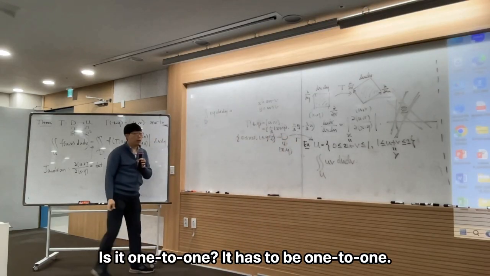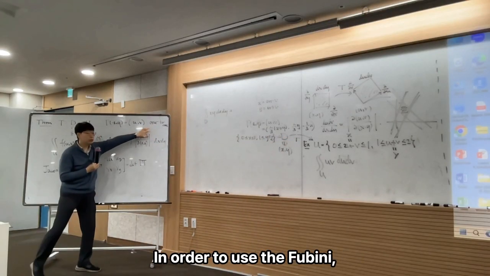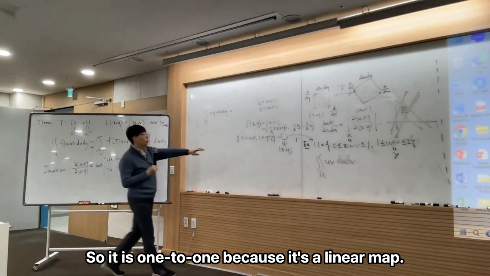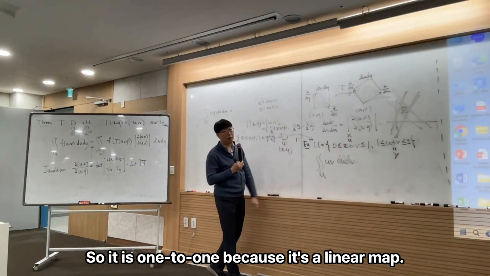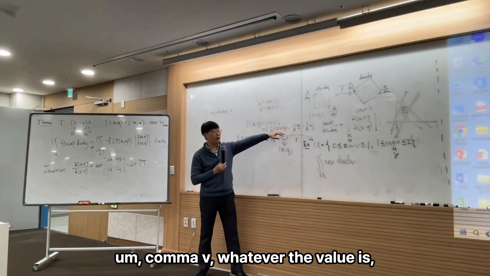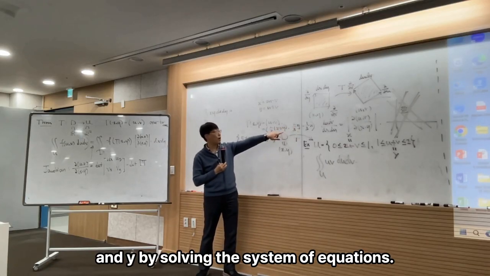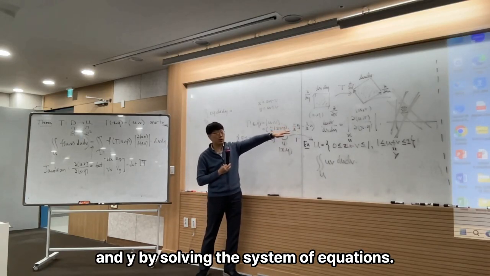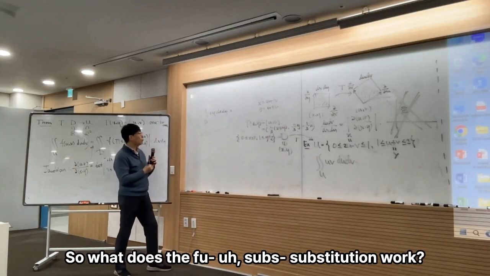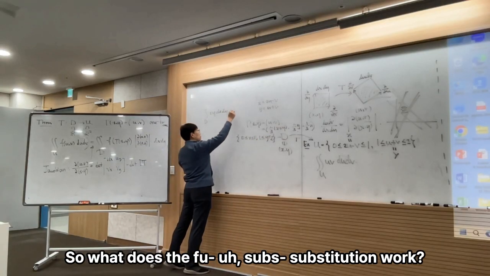Is it one-to-one? It has to be one-to-one in order to use this integration by substitution. So it is one-to-one because it's a linear map. So whenever you have a point u comma v, whatever the value is, you can find a unique x and y by solving the system of equations. So you have a one-to-one map here. So does the substitution work?